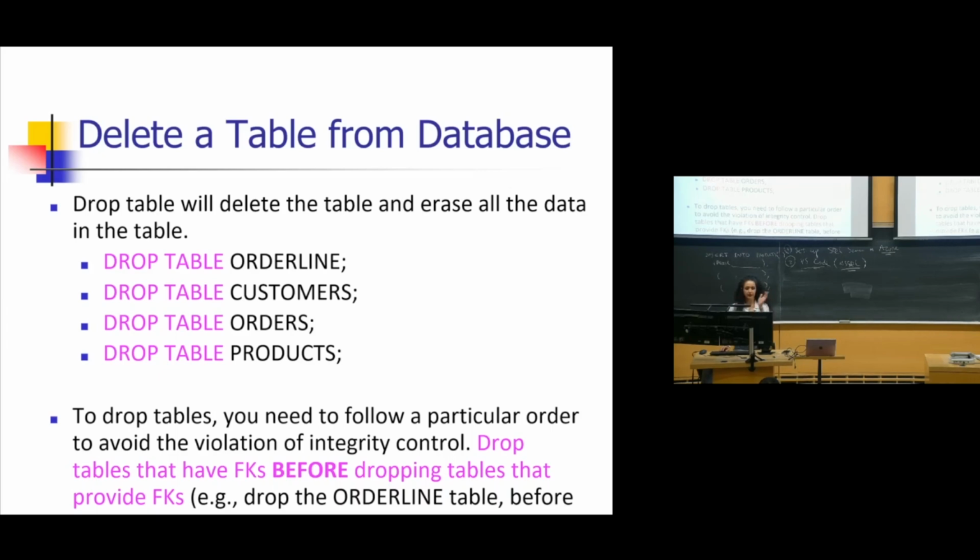So let's practice a little bit, and this is how you drop tables. You just write drop table, and then the table name. The important thing here, again, is integrity control, okay? The order of dropping tables matters, and it's the opposite of the order of inserting and creating tables. To drop a table, you need to drop tables that have foreign keys before dropping tables providing those foreign keys. For example, dropping the order line table before the orders.